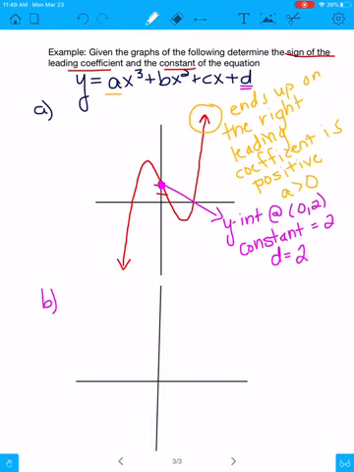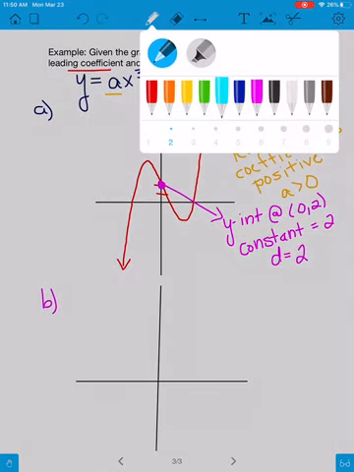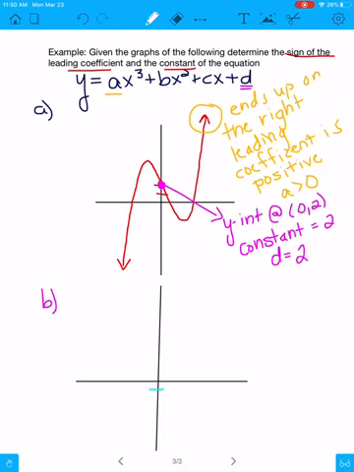Okay. For B, all I know is that I need to have an accurate -3 y-intercept. And what I'm making my graph do is actually inflect through there. So you see I don't have a max or a min, I just have a point of inflection. Sometimes that happens with cubics.